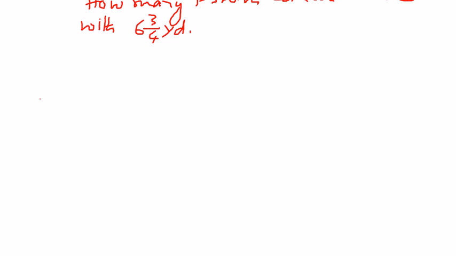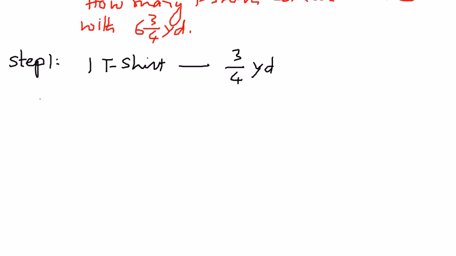So now we're going to write it down in different steps to be able to answer that question. One t-shirt requires 3/4 of a yard of that cotton fabric. With the 6 3/4 yard of cotton fabric, how many t-shirts can we make? So we're going to find the answer by cross multiplying in this manner, and then we'll see what we're going to get.